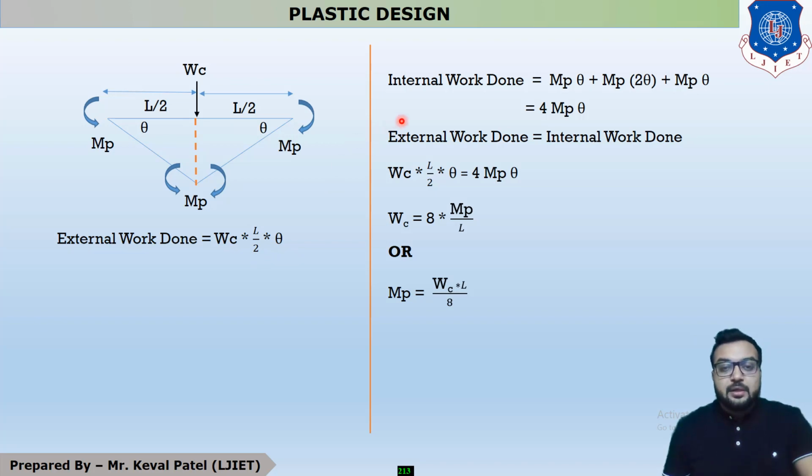Now the term internal work done. It is already discussed that in this whole system there are 3 points which take moment. At this point it is MP into theta, at this point it is MP into 2 theta, and at this point it is MP into theta. After calculating all this, your total internal work done is 4 MP theta. Now you have to equalize both the values because both the terms are in the form of theta. After equalizing both the values, as per the data given in the exam, you have to make your subject WC or MP.